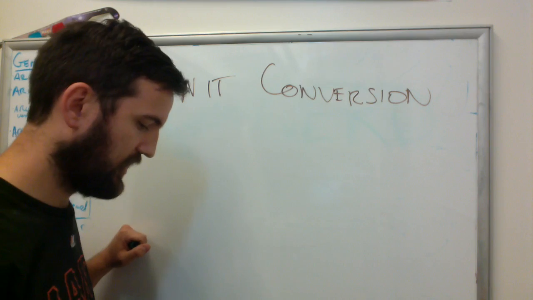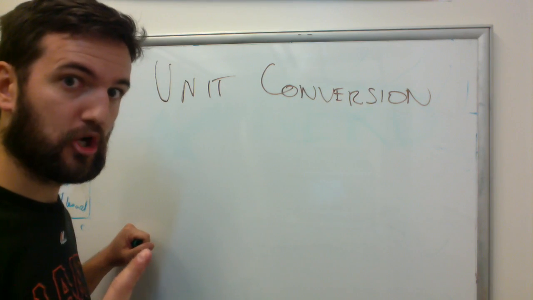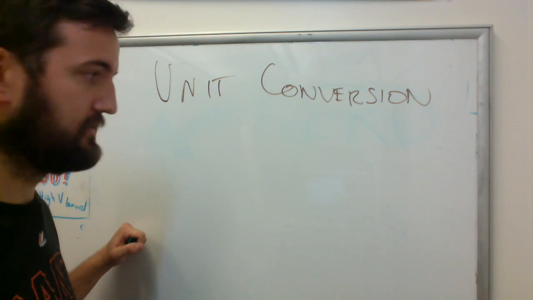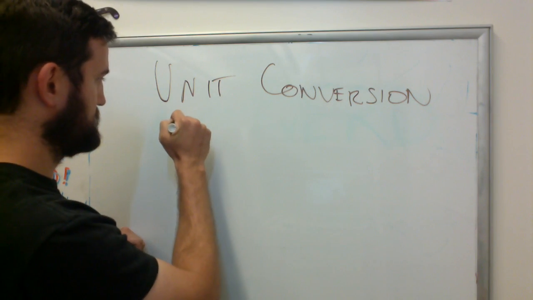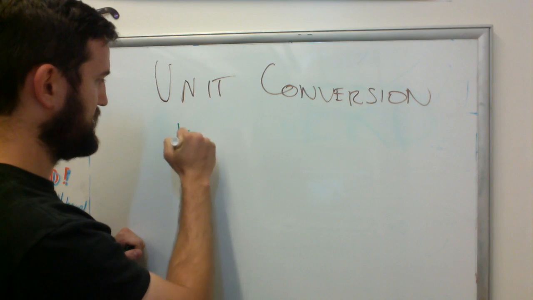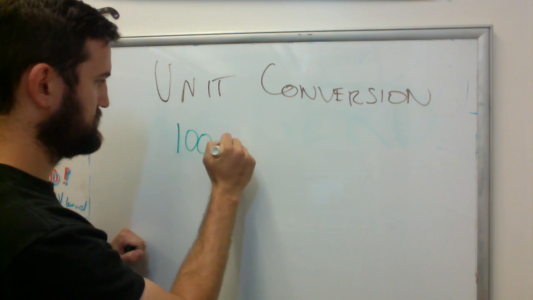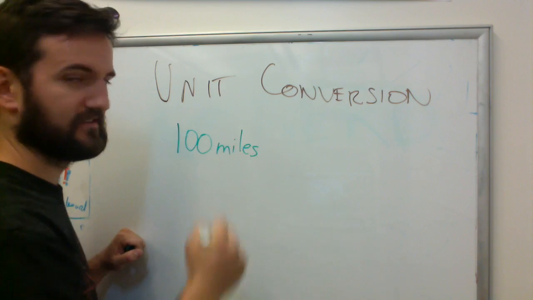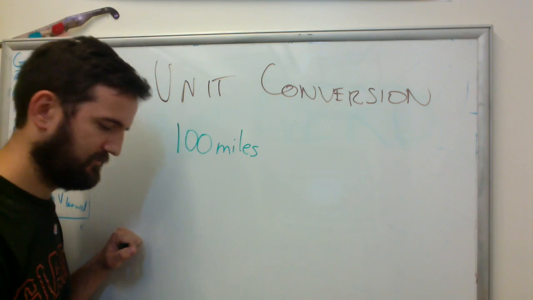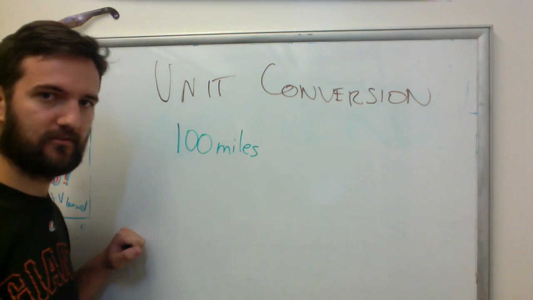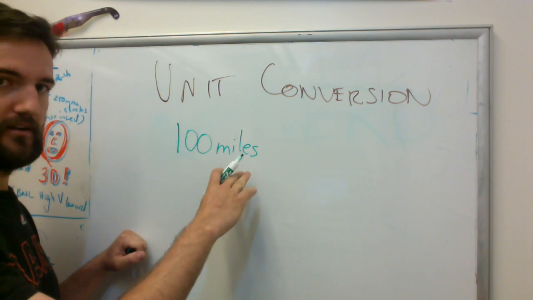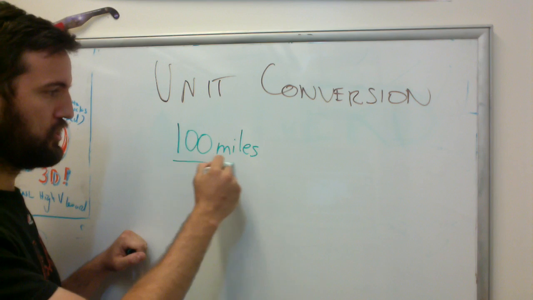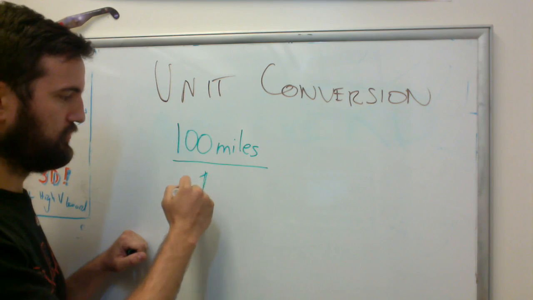And pay attention to that word per. Per is kind of a magic word for division. So let me show you what I'm talking about. So we start with 100 miles. And this is just how I like to do it. People have different techniques for unit conversion, but I feel like this method makes it pretty simple. 100 miles per 1 hour.